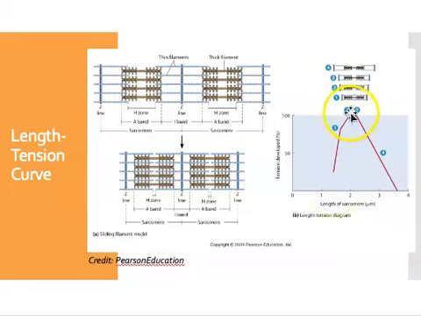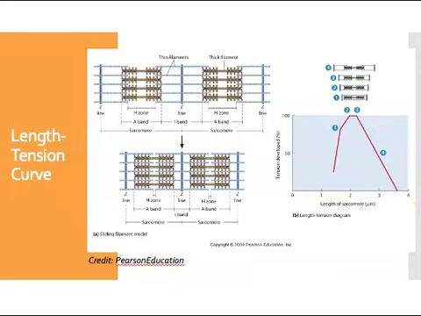So what the length tension curve shows us is that there is a maximal point of contraction and a maximum force that is generated in a muscle. If you try to push it past that, you will damage the sarcomere and you will lose power in the muscle as a result.